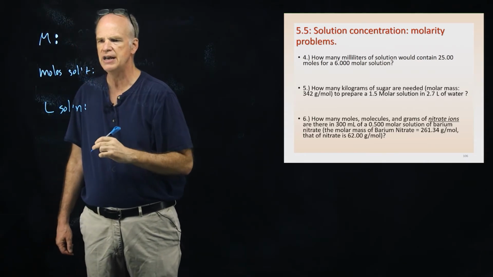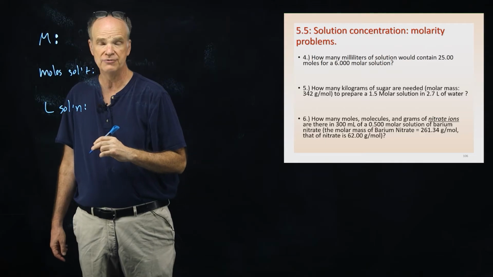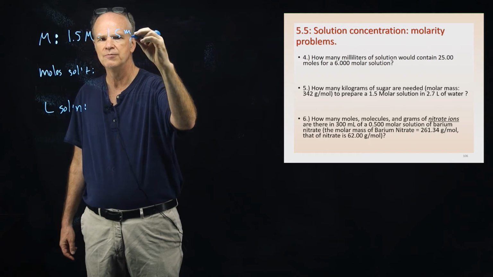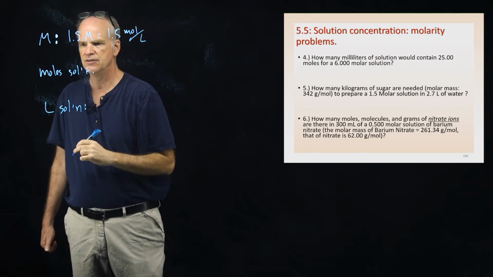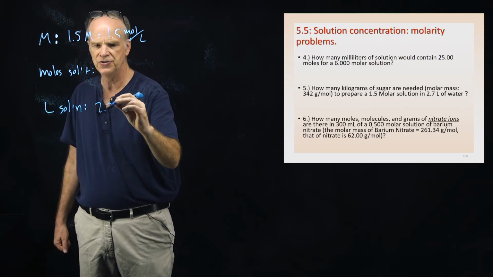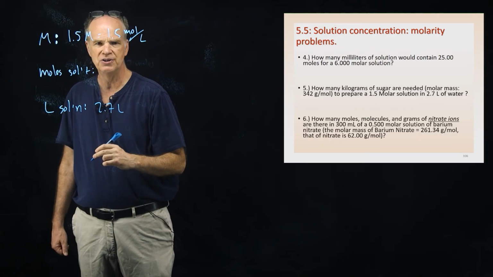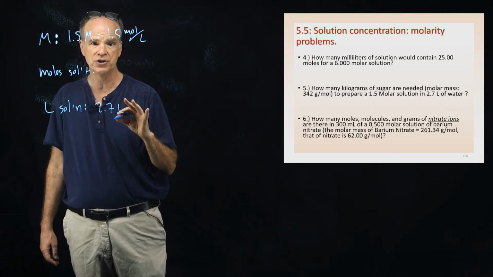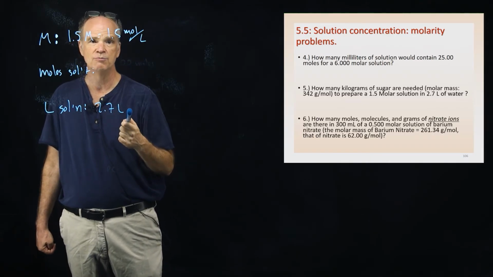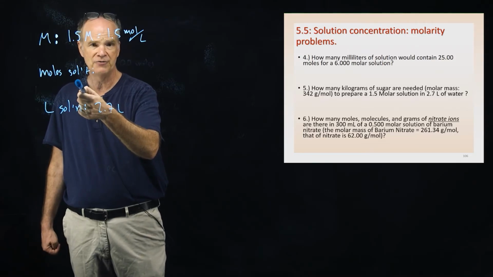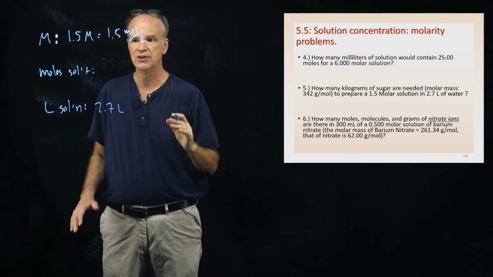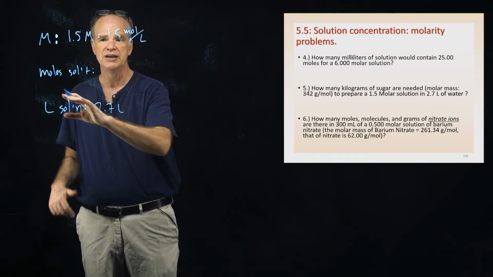Okay, so what do we have? Looks like we know the molarity for this problem, so it's 1.5 molar, which is 1.5 mole per liter. And it looks like we know the volume of the solution. The volume of the solution is 2.7 liters. But what we're trying to do is find the mass in kilograms of sugar needed to make this solution of 2.7 liters at 1.5 molar. So we need to figure out first the moles of solute, and then somehow we need to get that into kilograms. So let's go ahead and just plug in numbers and then solve for moles.